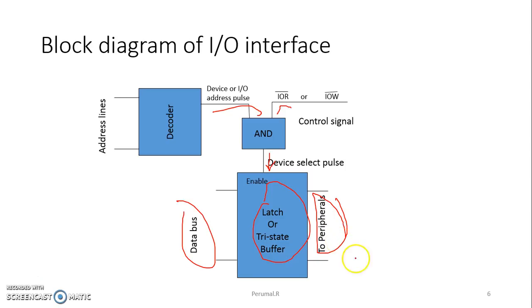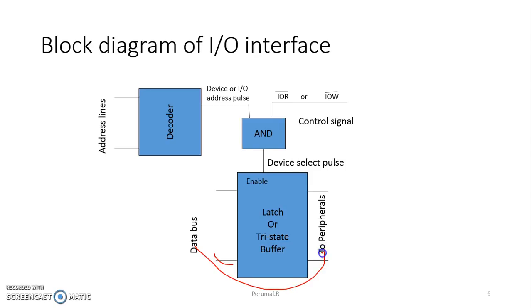If it is a tri-state buffer, it will act as an input port. If it is an output device, the data available on the data bus will be moved to the peripheral, and it will be a latch. This is the basic block diagram.